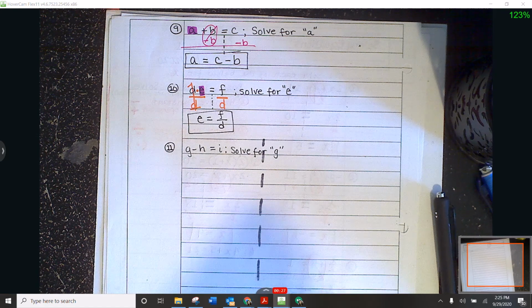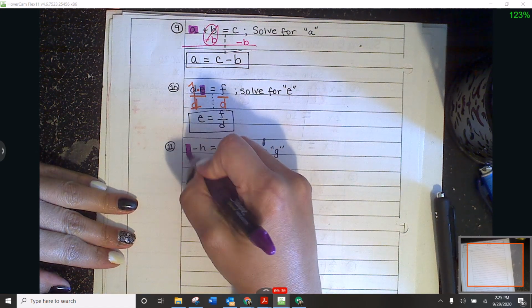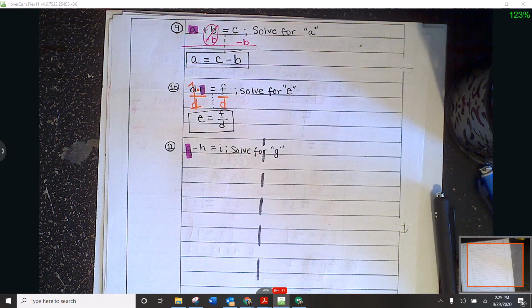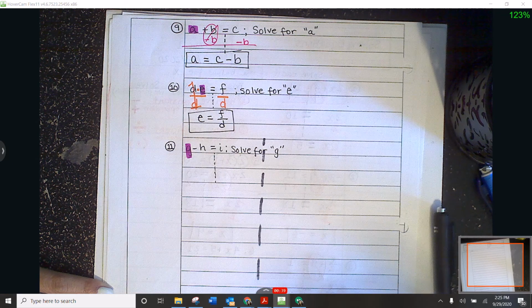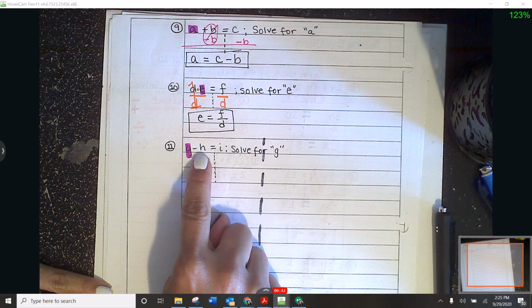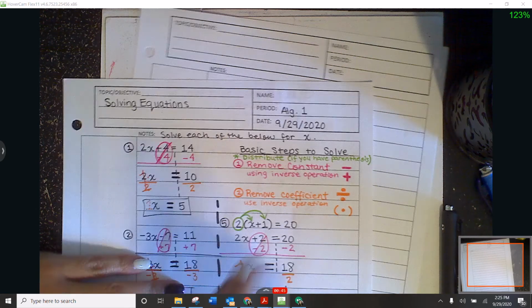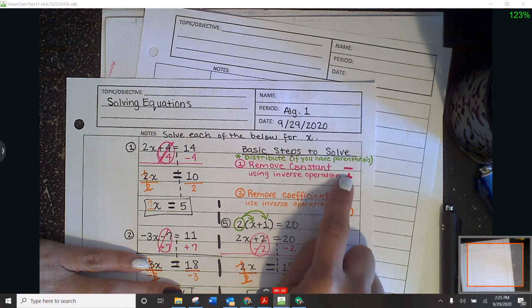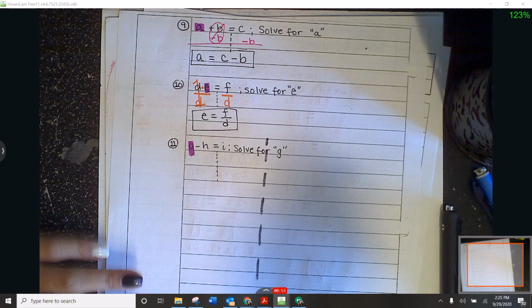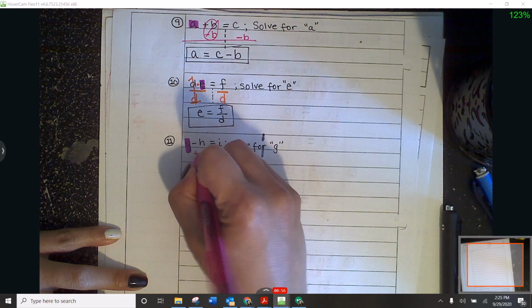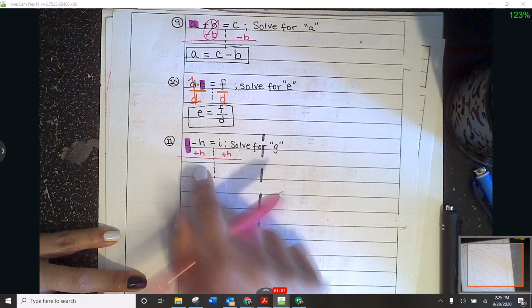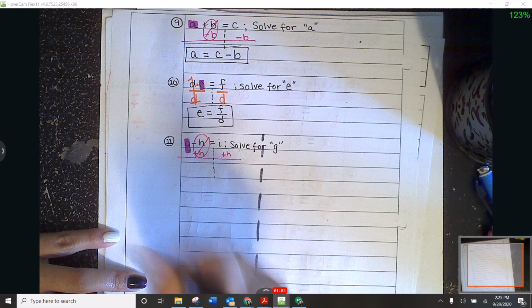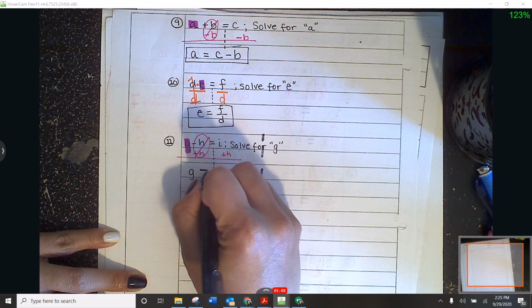So I'm going to grab my highlighter again, and G is the variable that I'm trying to get alone this time. Now, G is not alone on this side of the equal sign. It has H being subtracted. So, since there's subtraction, then my inverse operation should be addition. I want to remove that H. So I'm going to get my pink pen, and I'm going to add H to both sides. Now, negative H plus H is a big fat 0, leaving us with G. And then our equal sign.